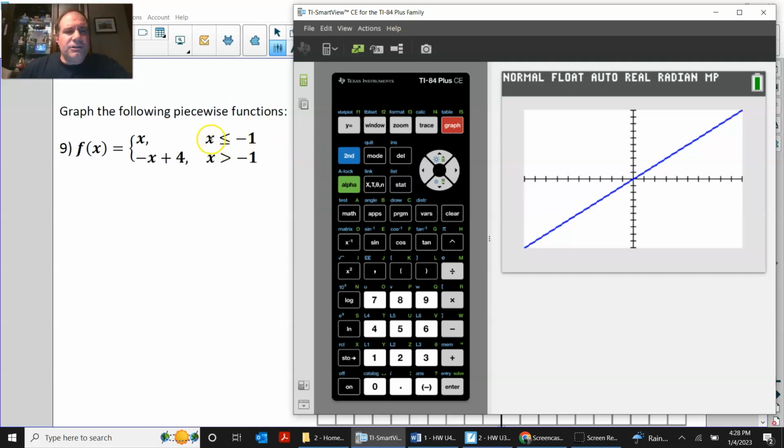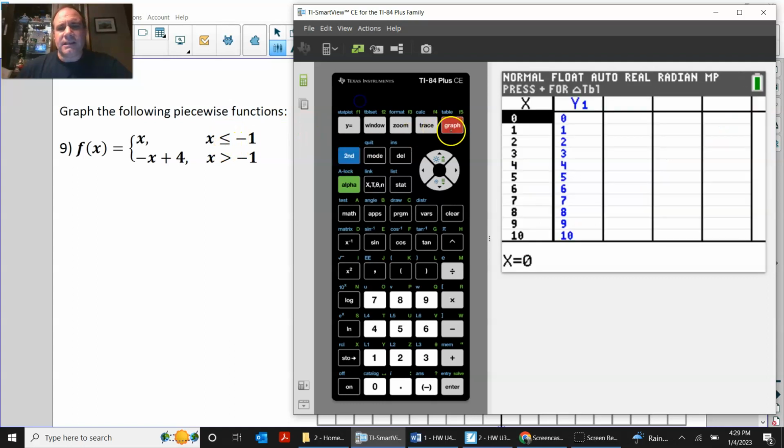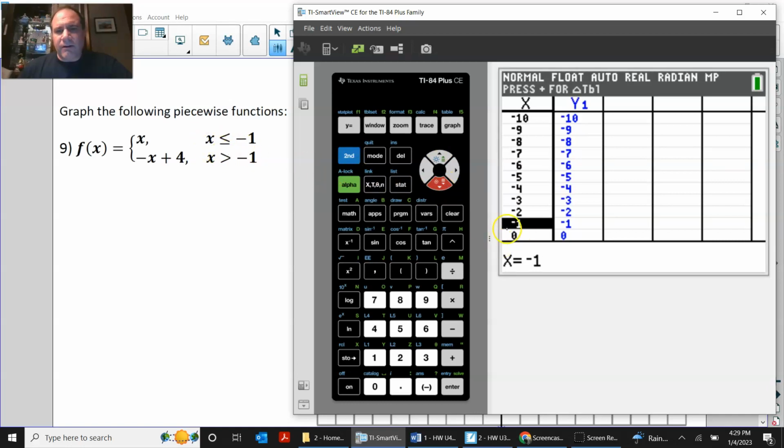But they're only concerned with when x is less than or equal to negative 1. So I'm going to press second function and table. And I'm going to go to negative 1. I'm going to go up a little bit further. And I'm going to go back down to negative 1. Negative 1 is where I'm going to start this graph. And it's or equal to. You see, it's or equal to.